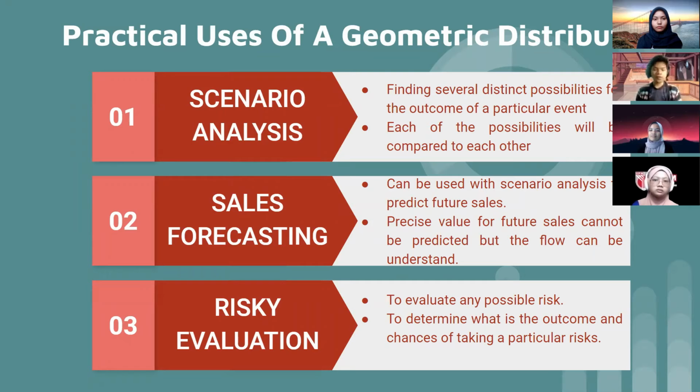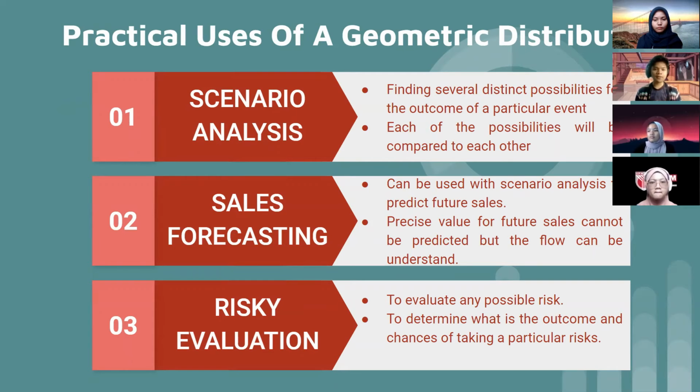Now, I will explain a real life example. Before I proceed to give one example, I will explain generally the practical uses of a geometric distribution. There are three general practical uses, where the first is scenario analysis. In scenario analysis, we are finding several distinct possibilities for the outcome of a particular event. After finding these distinct possibilities, they will then be compared to each other.